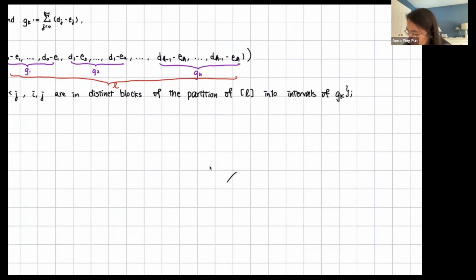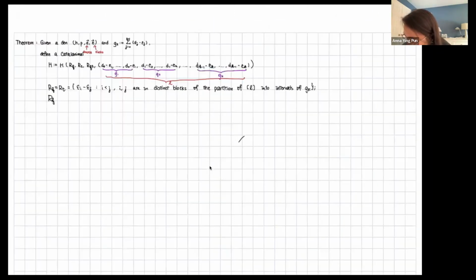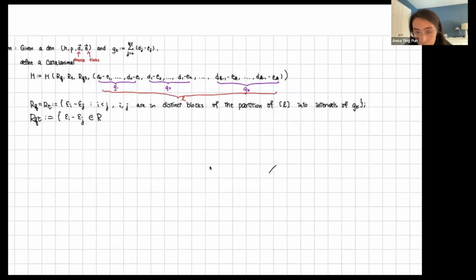And then R_QT are just epsilon_i minus epsilon_j. So these are just positive roots. We're saying I'm going to choose positive roots R_Q and R_T, which is actually the same as R_T, such that i, j are in non-adjacent blocks. Non-adjacent blocks. All right. So I'm going to build up a CAT like this.